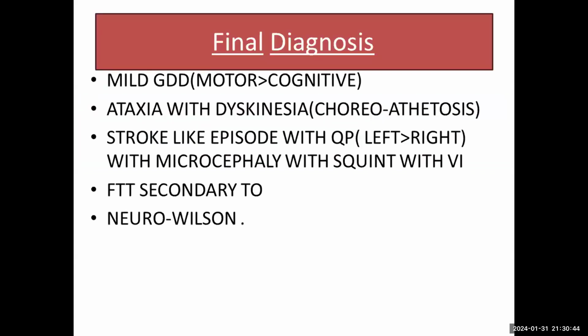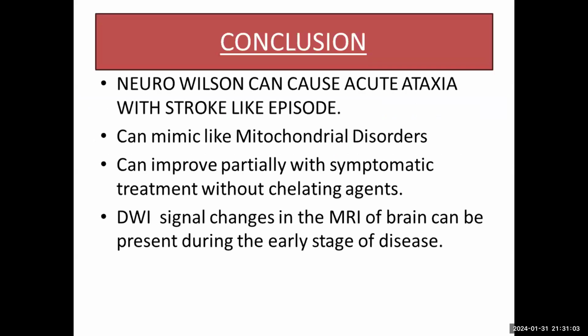So the final diagnosis was mild global developmental delay, motor more than cognitive, ataxia with dyskinesia, predominantly choreoathetosis, with stroke-like episode, with quadriparesis left more than right, with microcephaly, with squint, with visual impairment, with failure to thrive, secondary to neuro-Wilson. So the conclusion of the first case is that neuro-Wilson can present with acute ataxia with stroke-like episode, can mimic mitochondrial disorders, and can improve partially with symptomatic treatment without any chelating agents, like in our case. And the DWI signal changes in the MRI brain can present during the early stage of the disease. Thank you.